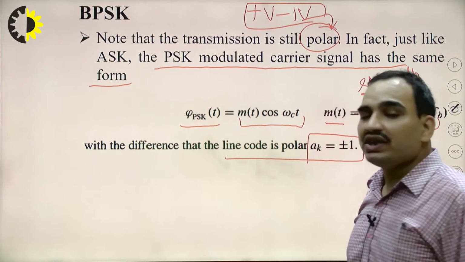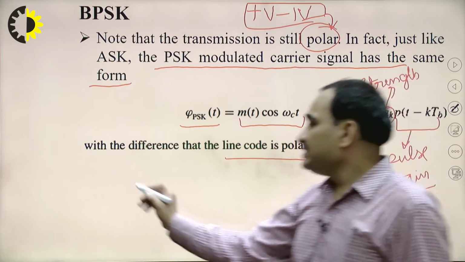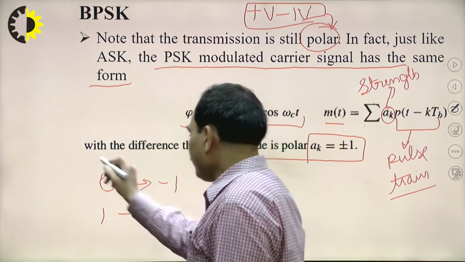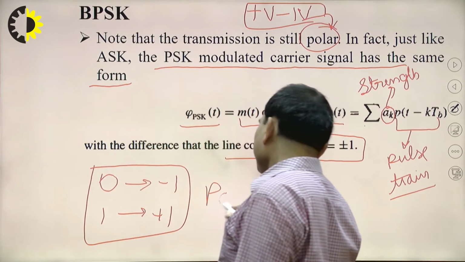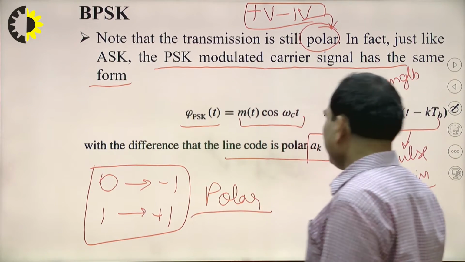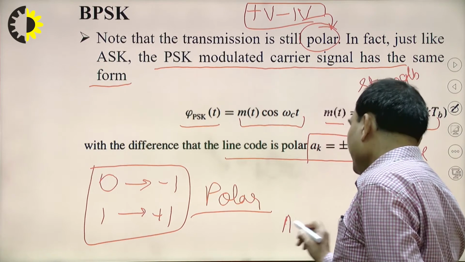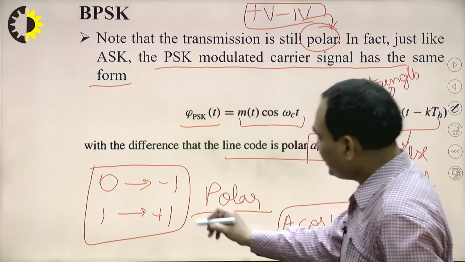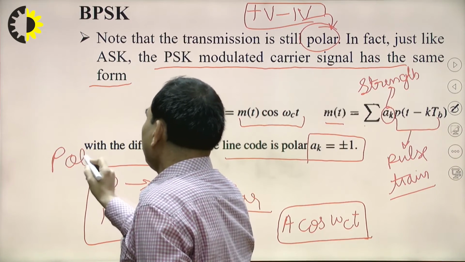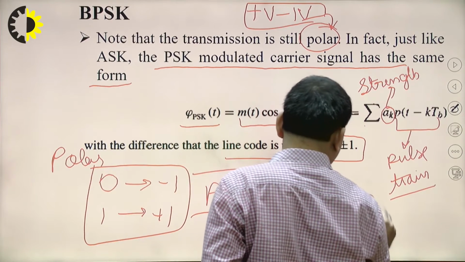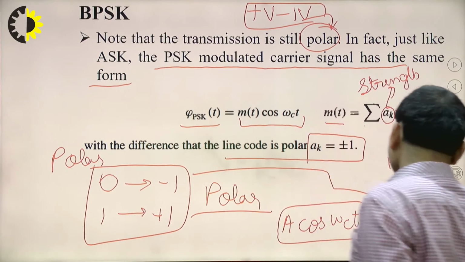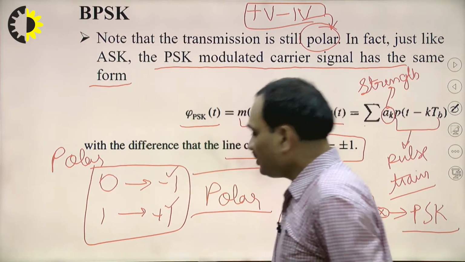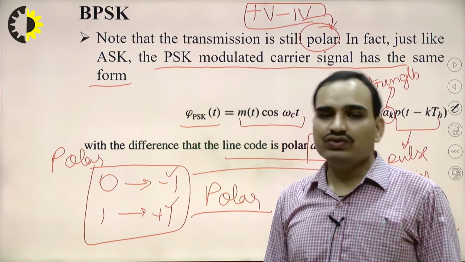So if we are using polar signaling, we are representing 0 by -1 and 1 by +1. So if we are using polar signaling, we can easily modulate our carrier signal. We can represent our carrier signal as cos of omega ct, and we can multiply our carrier with the polar signaling. The multiplication of these two will give you the PSK modulated signal that is 180 degrees out of phase, or has a 180 degree phase shift.